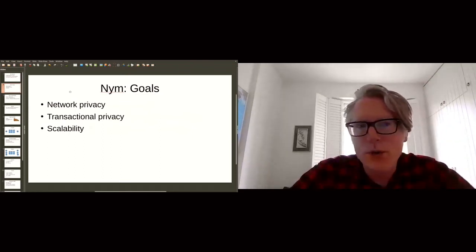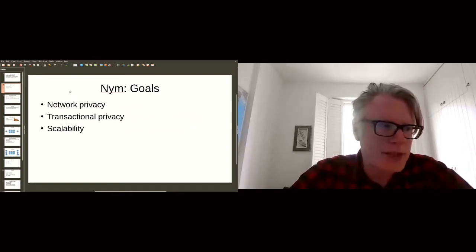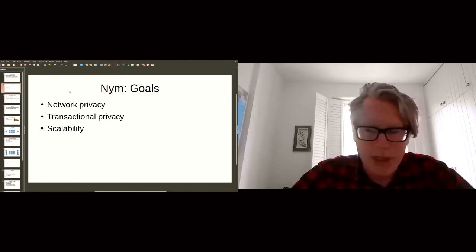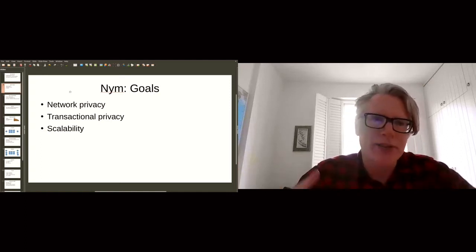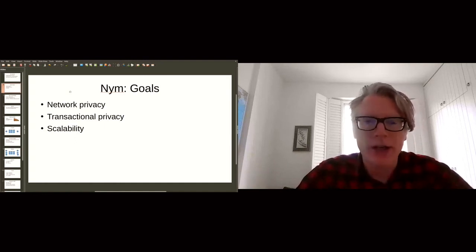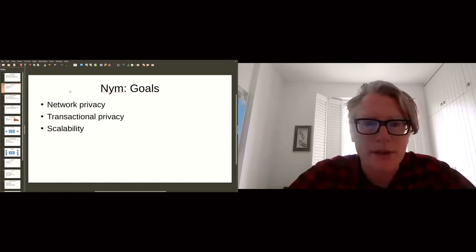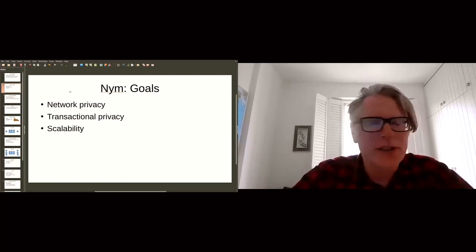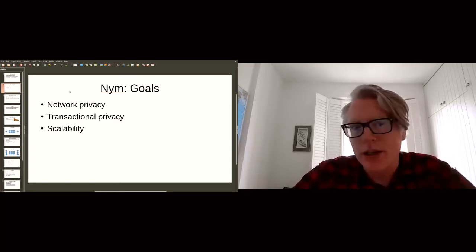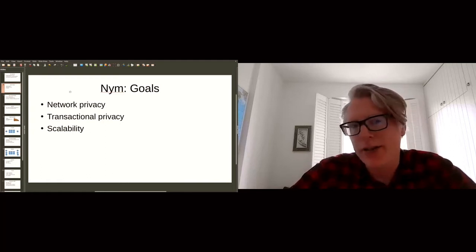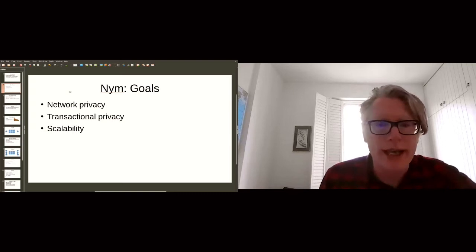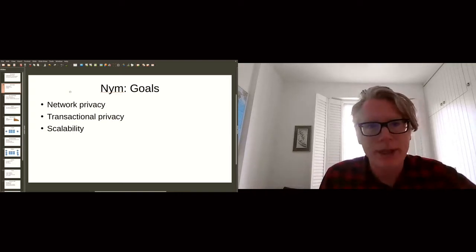The three goals of Nym, I would say, are network privacy, which means that your network communications should not be observable. We want to make it such that it can't be figured out who's talking to who within the system. We're also interested in transactional privacy, that is the stuff that you actually do online. You want to be able to hide the side effects of that too. And we also want to enable scalability.